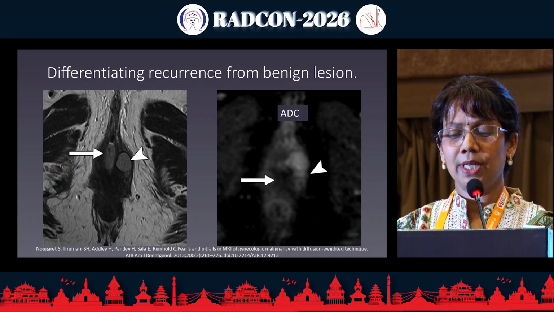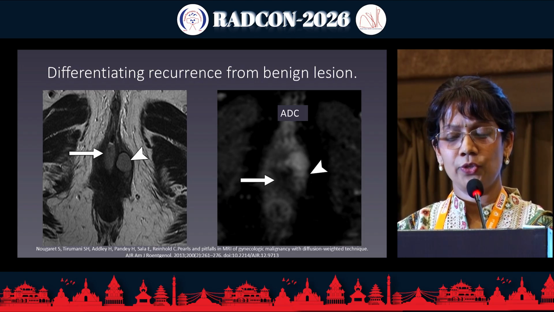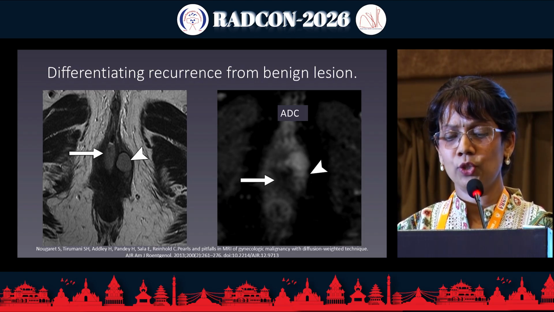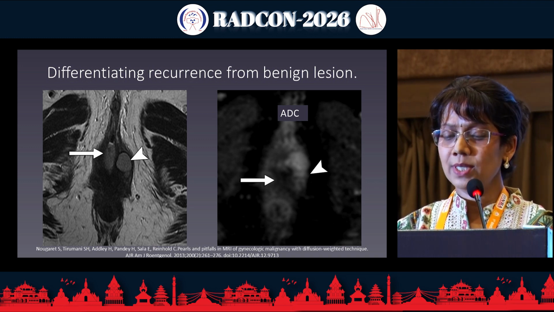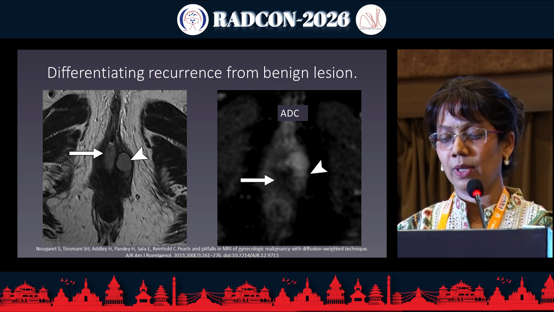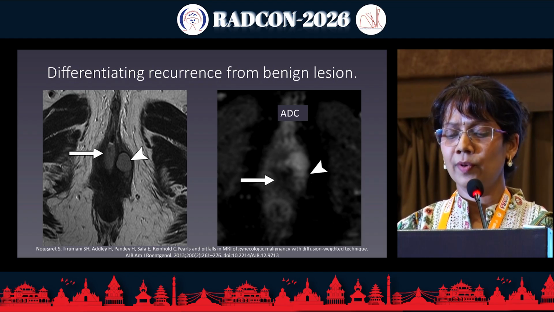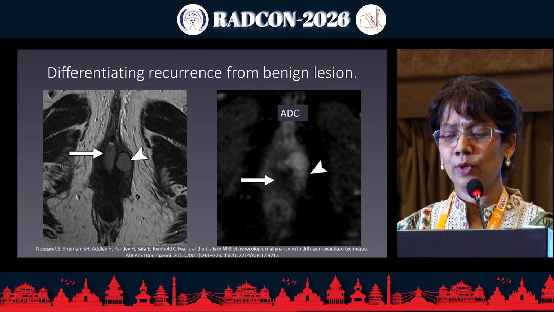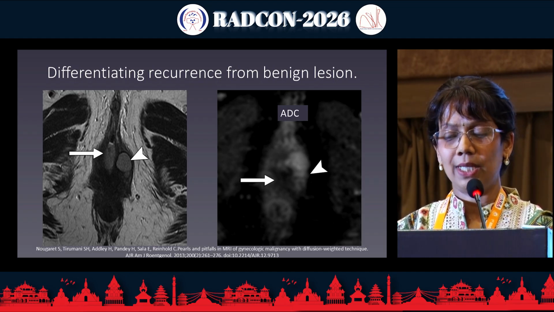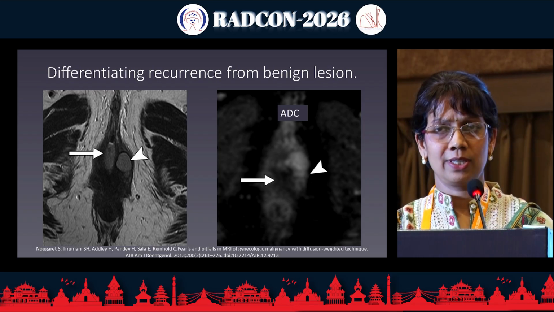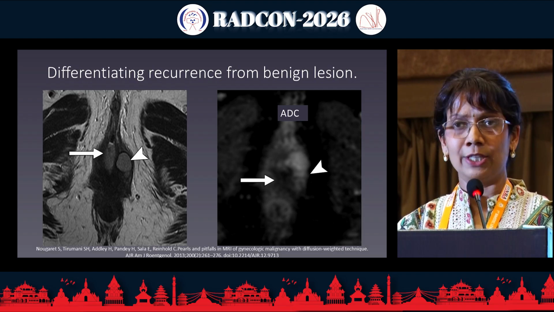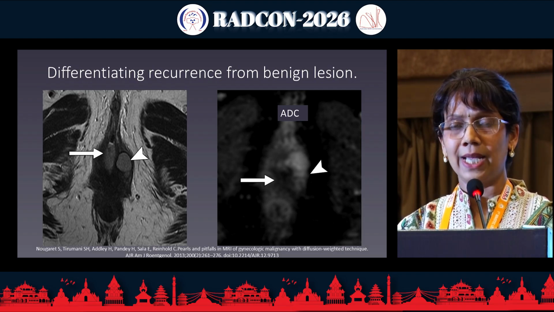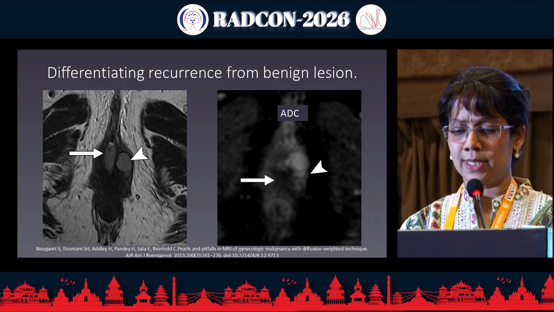This is the T2 sequence of a patient who had a history of cervical cancer, where we can see 2 intermediate signal intensity masses, which were suspected to be recurrence. However, only one of these shows hypointense signal on ADC, while the other is hyperintense, suggestive of no restriction. So this is a Bartholin cyst, while the one on the right is a recurrent mass.